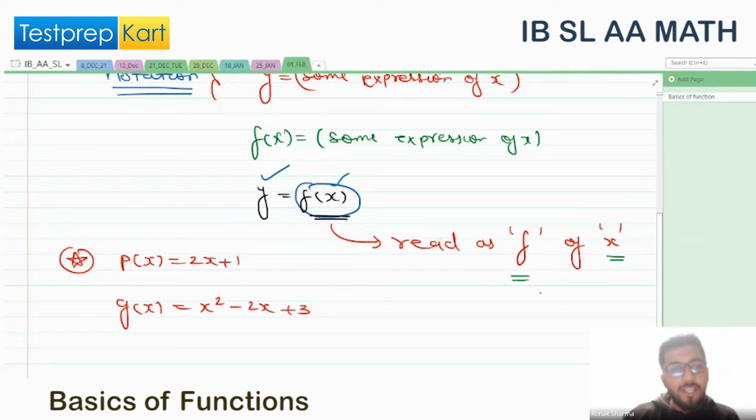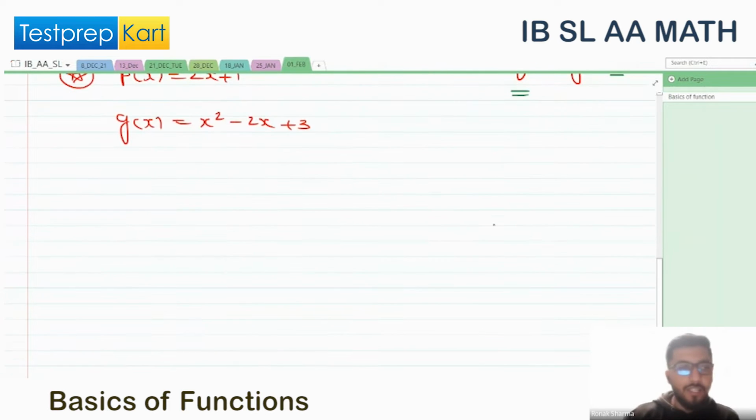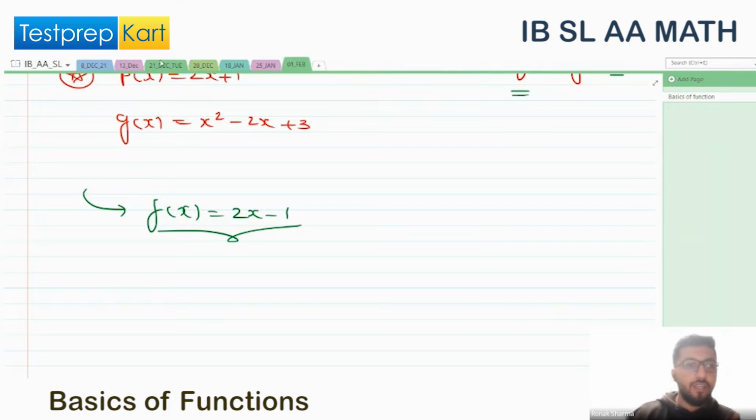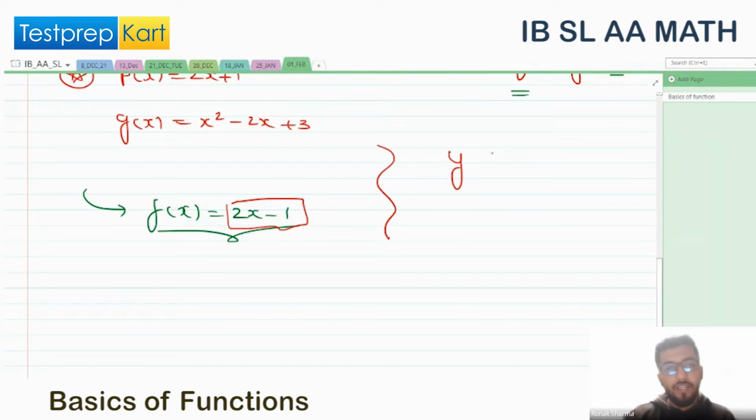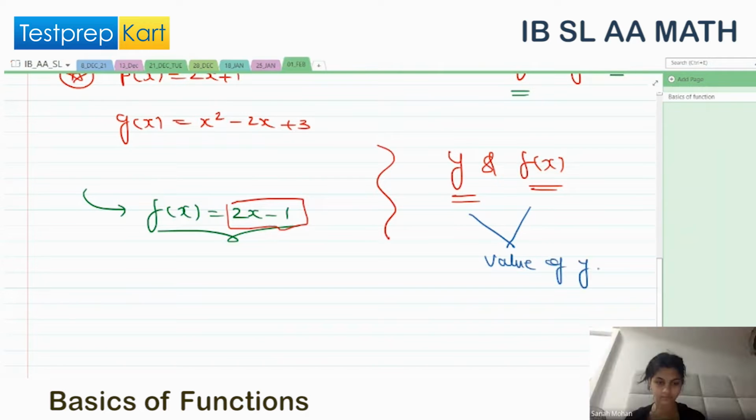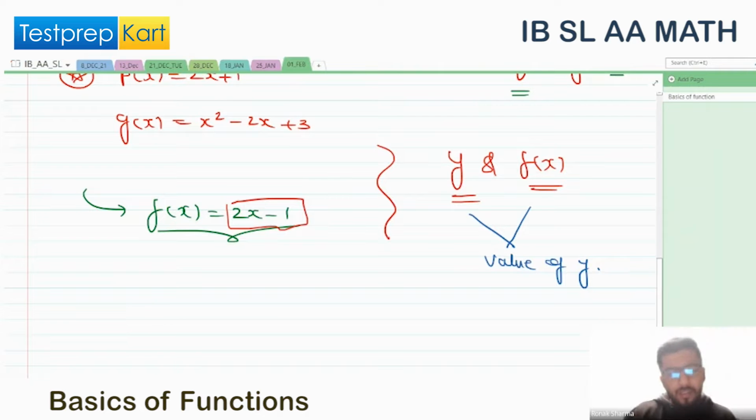But again, sir, what exactly is a function? Simply say that if I give you f of x equals 2x minus 1, this is some function, okay? So ultimately what I'm giving you is some expression in x only, right? And just remember one more thing, that y and f of x both are one and the same thing. That means whatever the value of f of x you get, that is nothing but denoting the value of y. Okay, now let us explore.